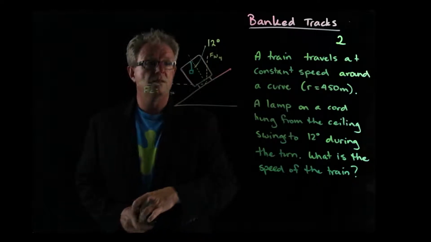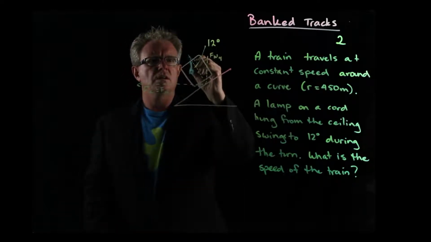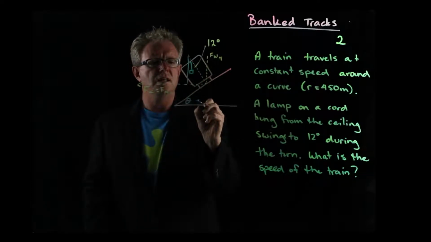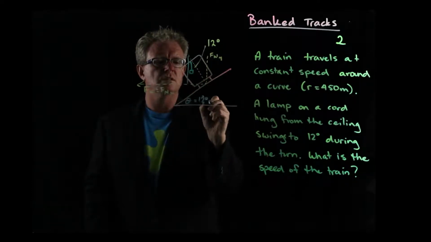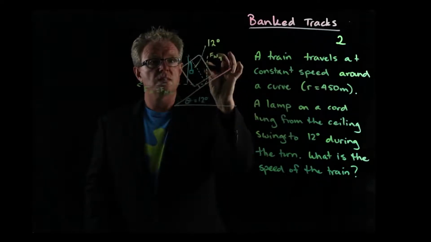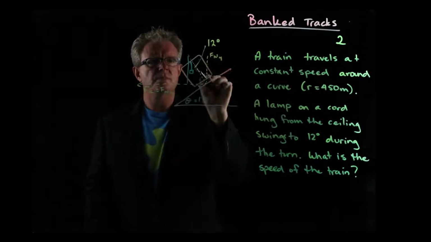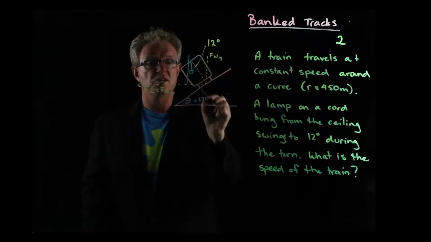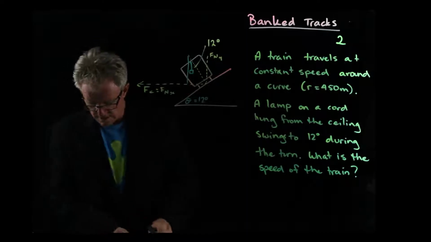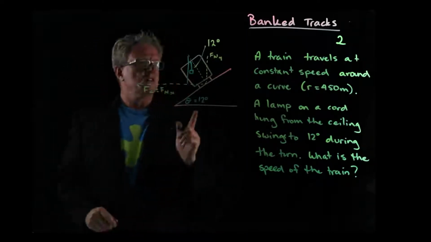And if you remember our triangle here, when we drew it before, the angle theta here in this case, which is 12 degrees, equals this angle here. And that angle was the same up here. So this angle here, theta, is 12 degrees. So the track is banked at 12 degrees. That's what it's saying there. So let's have a look.